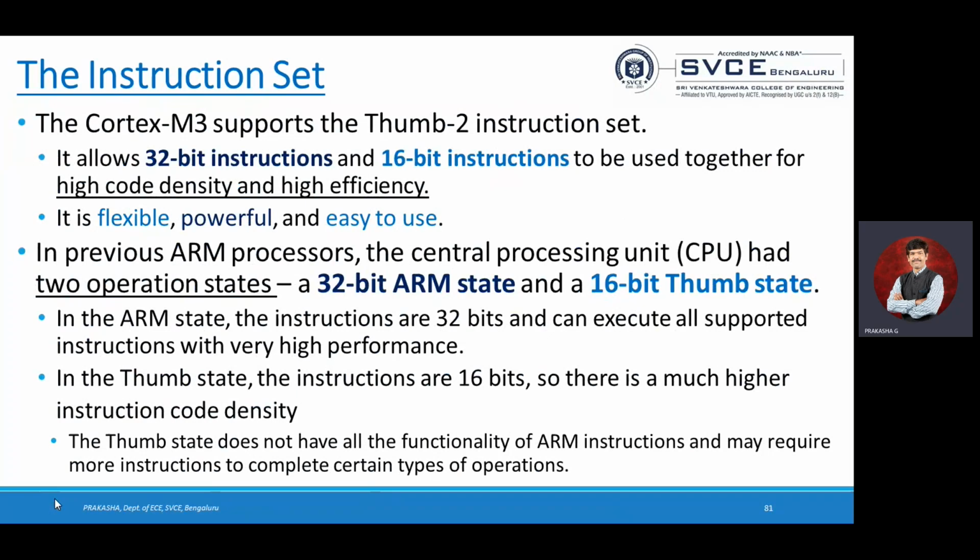Instructions, because this is very, very important. I'll just give a glimpse of the instruction set. Basically, we know that there are two types of instruction set. One is the ARM instruction set, another is the Thumb instruction set. In the previous version, we had only Thumb instruction, but in ARM Cortex M3, we are going to have the Thumb-2 instruction. Thumb-2 instruction can take care of 16-bit instruction also, 32-bit instruction also. Previously, Thumb instruction was having only 16-bit.